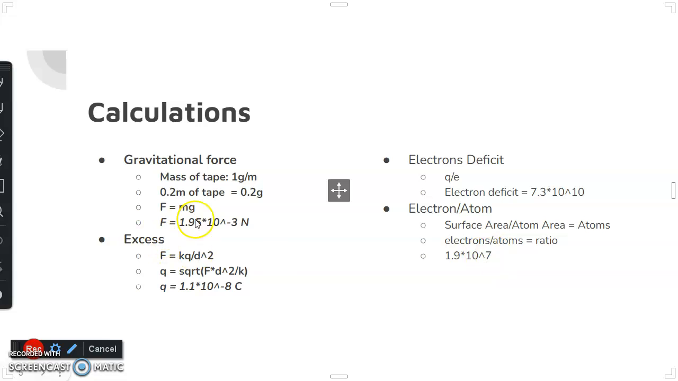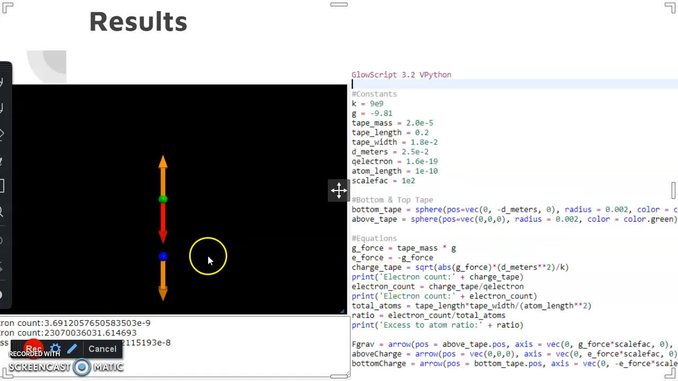And these are all the results I got from self-calculation. And these are the results. I'm pretty sure, both of them. Yeah, these are all the results.